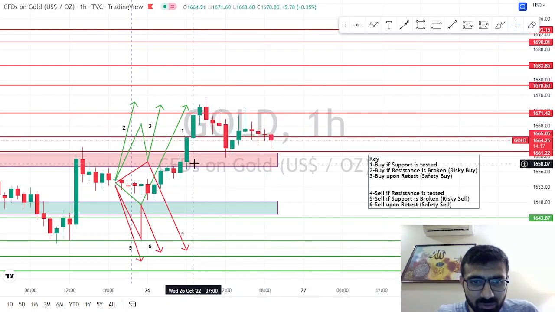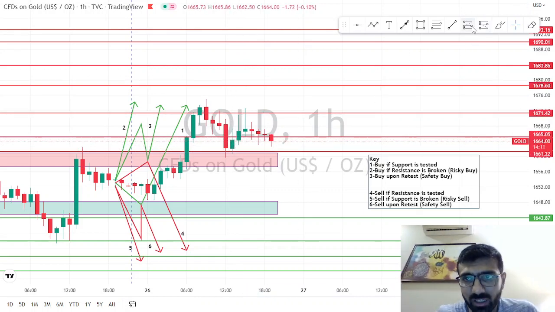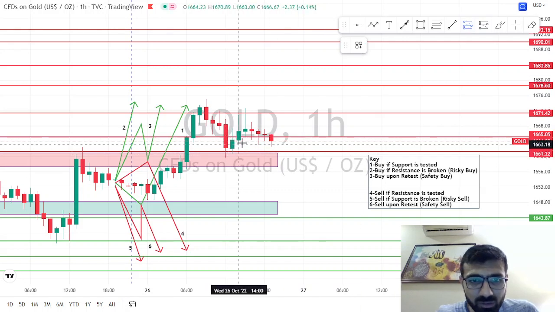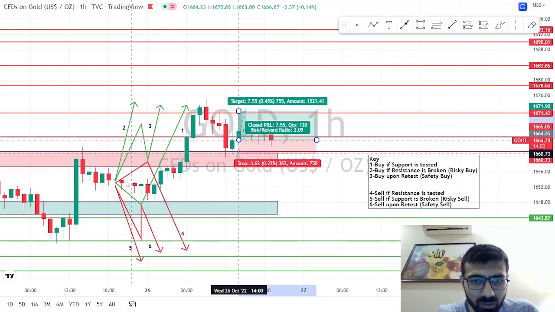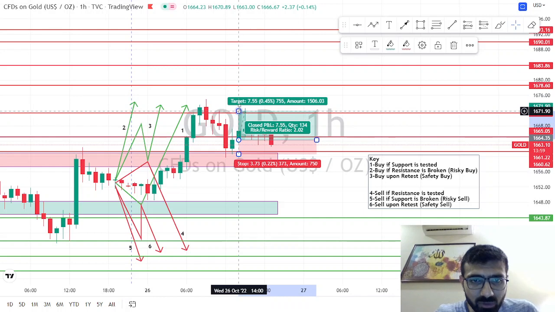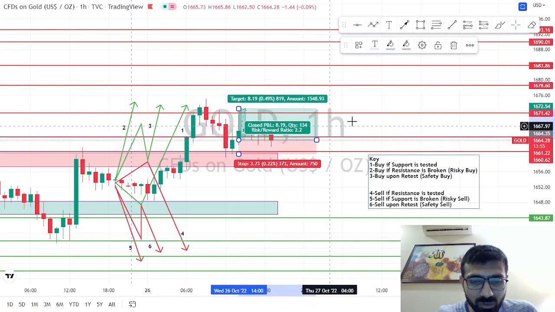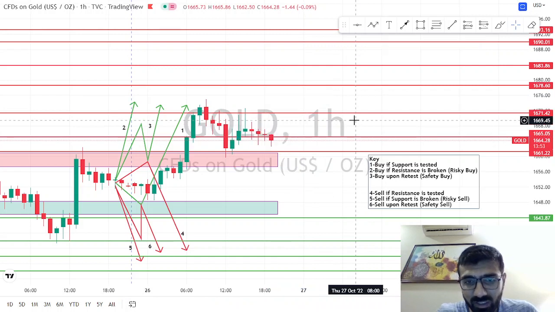And afterwards, if we were a non-risky buyer, then when market retested this zone, we could take a buying entry over here. So we would enter over here, and our stop loss will be approximately over here, and our take profit will be approximately here. So this trade would have given us a 2.2% profit, which is again amazing.